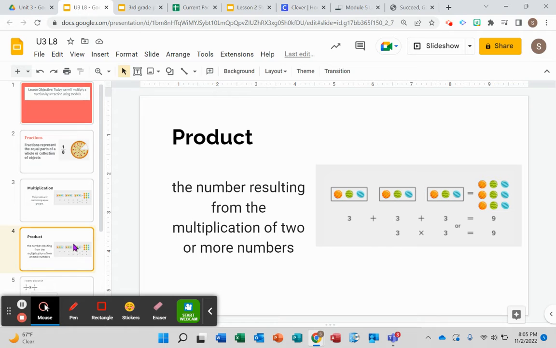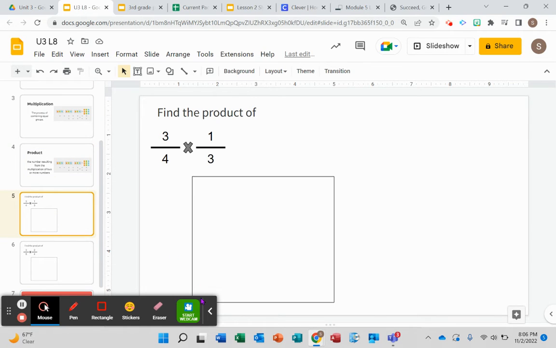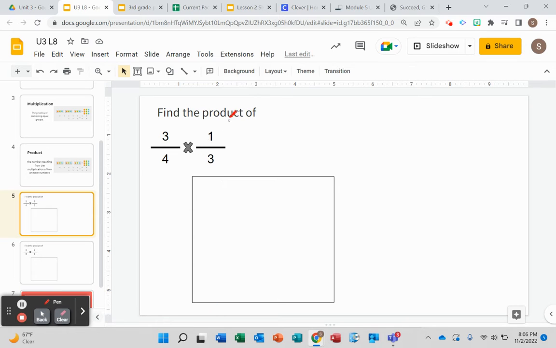All right, let's go ahead and get into our problem. What we're going to do today is find the product, or find the answer, of 3/4 times 1/3. One thing to remember when we are multiplying is that we need to have equal groups. Essentially, this problem is telling us we need to have 3/4 of a group of each 1/3.